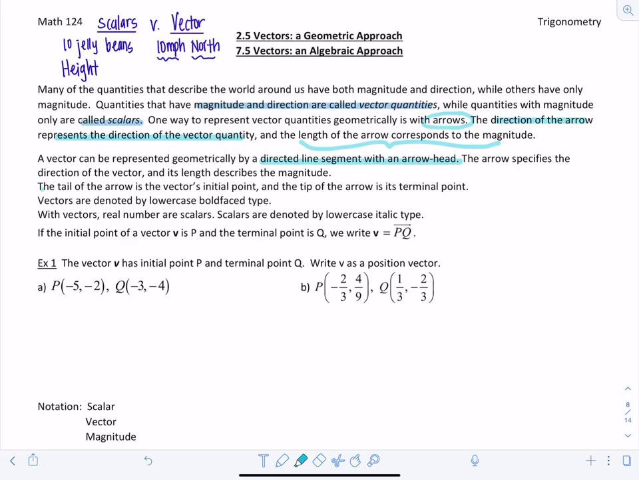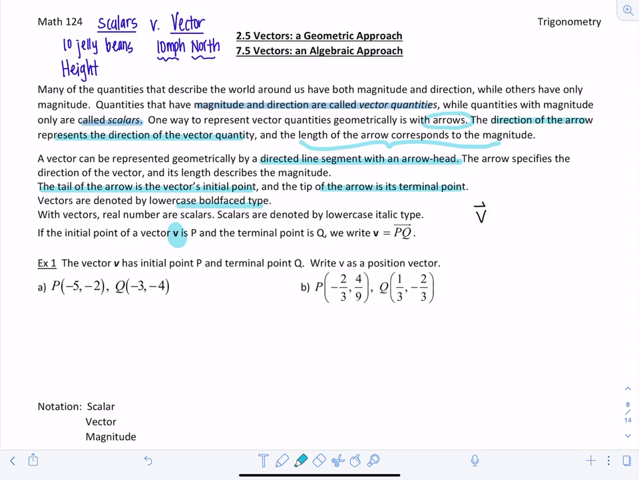Now the tail is the initial point, and the tip of the arrow is the terminal point of the vector. That way you know where you start and where you stop. And vectors are denoted by lowercase boldface type. That's when you see it printed in a book. Now, when we write it out by hand, we can't write bold. So when you want to indicate that you have a vector, you put this arrow on top. But when you see it in a textbook, it's going to be boldface like here. You see that? Now, with vectors, real numbers are scalars, and scalars are denoted by lowercase italic type.